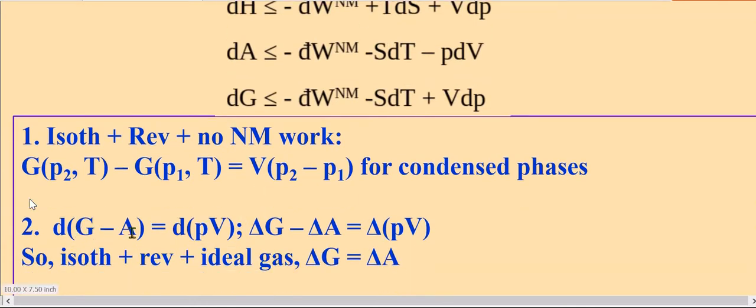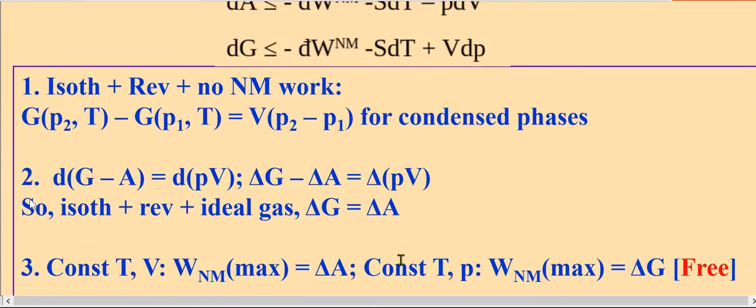Consider this thing, d of G minus A. In G minus A, certain terms will cancel and you will be left with d of PV, because G is H minus TS, A is U minus TS, and H is U plus PV. So delta G minus delta A becomes delta of PV. Right? So if you have an isothermal reversible process and you work with an ideal gas, because then these equalities will hold, delta of PV becomes zero. So naturally, delta G becomes equal to delta A. That's another very useful relation.